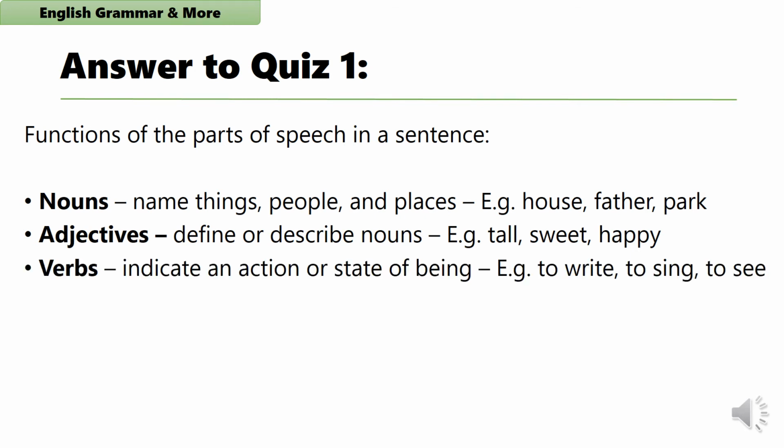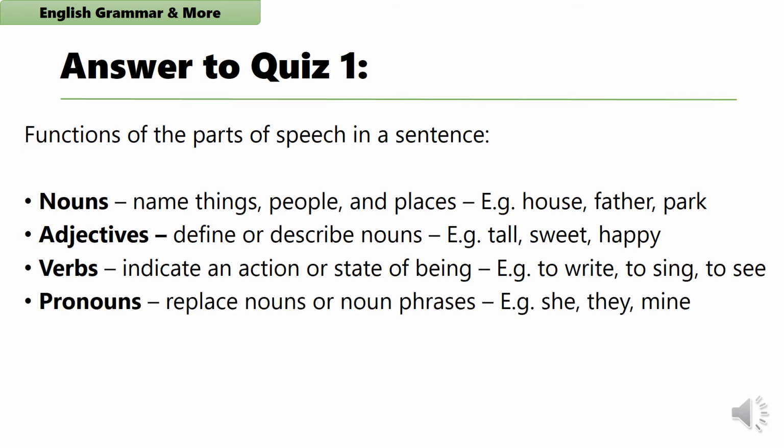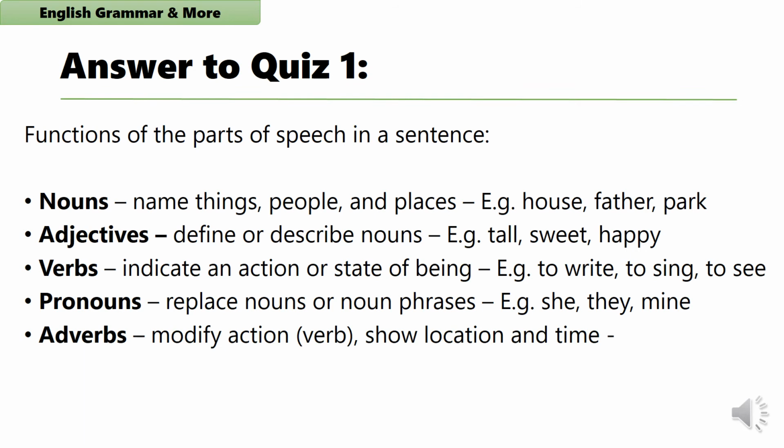Verbs are the words that are used to indicate an action or a state of being. For example, to write, to sing, to see. Pronouns are the words that are used to replace nouns or noun phrases. For example, she, they, mine. Adverbs are the words that are used to modify an action, show location and time. For example, tomorrow, slowly, here.